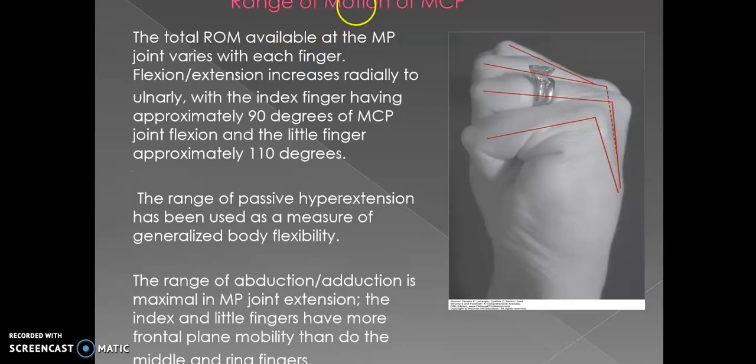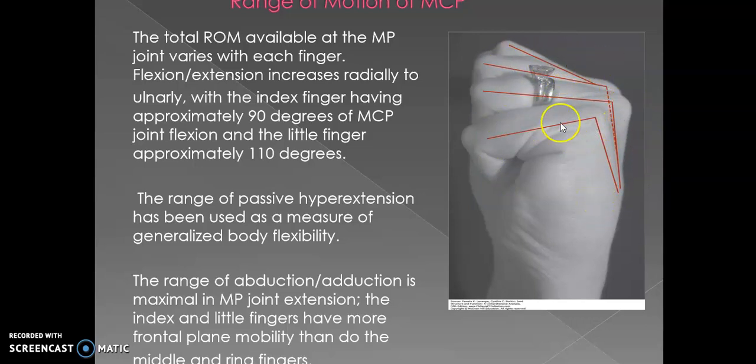Now, the range of motion of the MCP joint. We have already gone through the range of motion, that means the degrees of freedom. This is only to make you understand the difference in the MCP joint range of motion. See the figure. This figure clearly shows you what the biomechanical differences are.